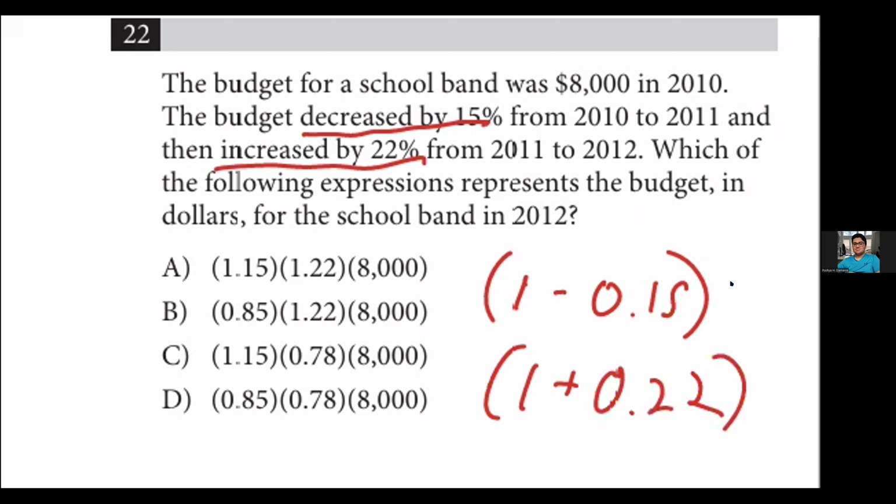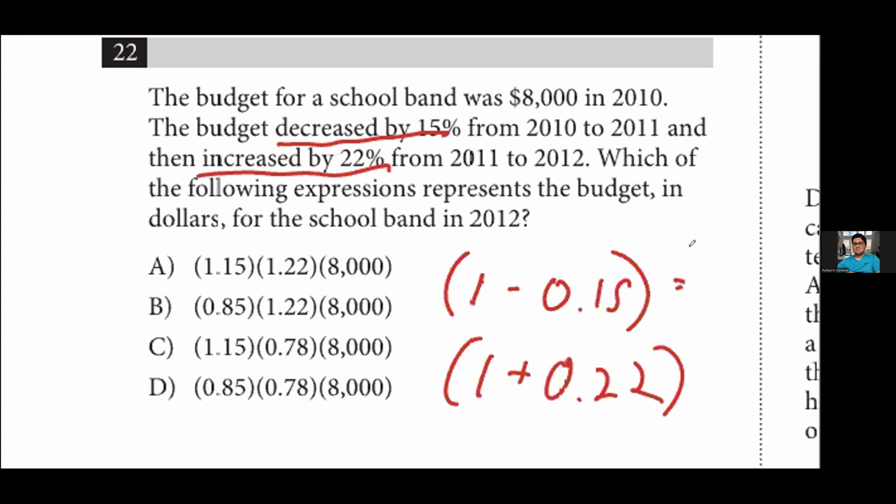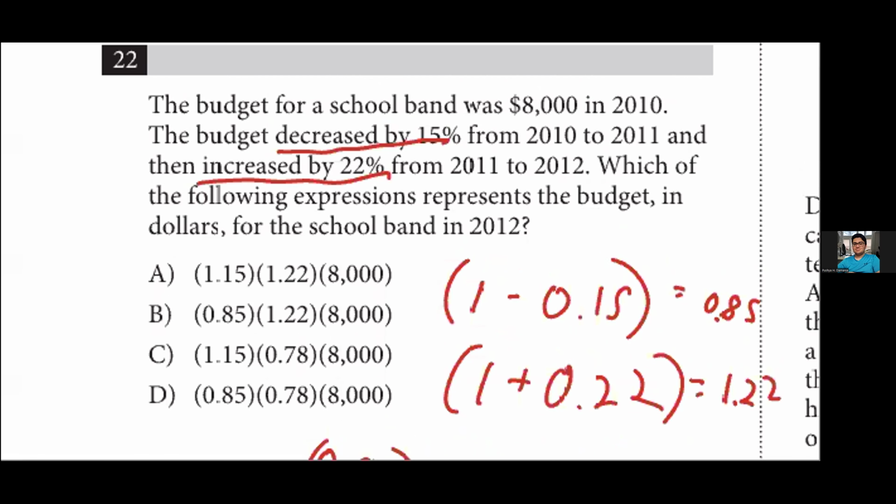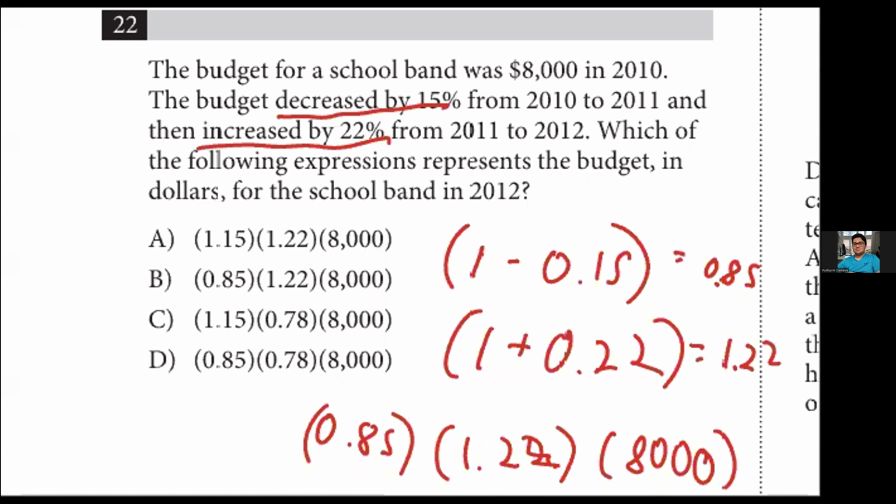This would just be equal to 0.85, and then this is equal to 1.22. So our equation would just be 0.85 times 1.22 times the original value, which is 8,000, which is answer choice B.